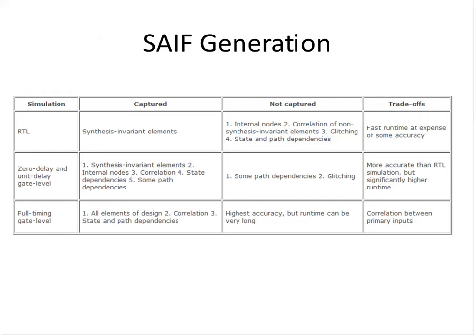What is not captured? Internal nodes are not captured because there is no gate level data, right? So there are no internal nodes. Obviously, non-synthesis invariant elements are not captured, as there will be a lot of combinational logic which will get optimized off. Glitching is not captured, right? Because it doesn't have accurate timing information. State and path dependencies: this optimization changes the state and path dependencies, right? When we optimize combinational logic, you will change the number of nodes, and hence you will change the state and path dependencies. What is the trade-off? You get a fast runtime at the expense of some accuracy. So the first level SAIF file can be generated from RTL simulation, right? It will be very fast, but it will be least accurate.